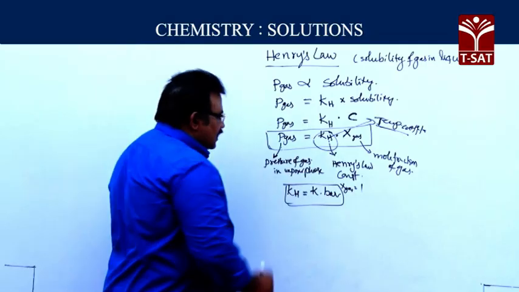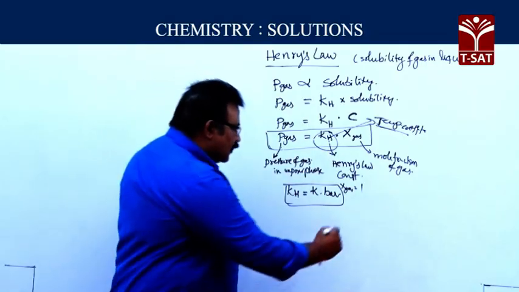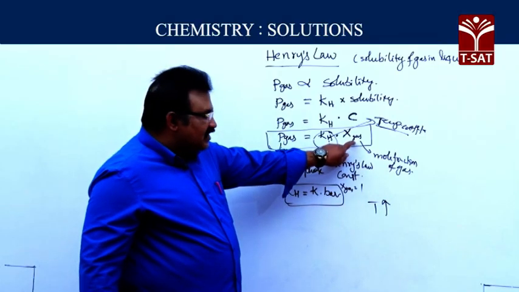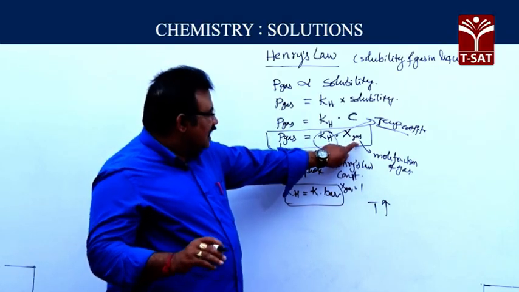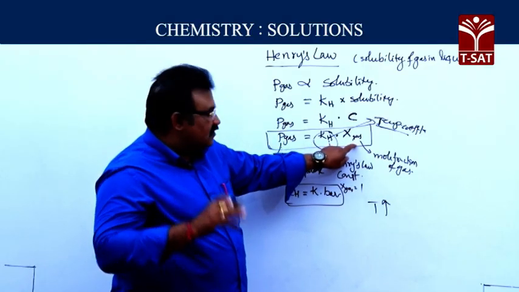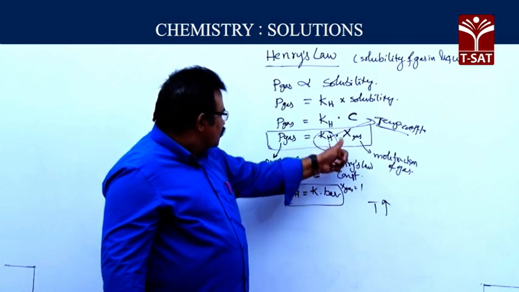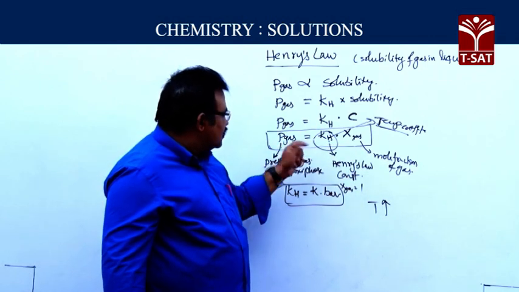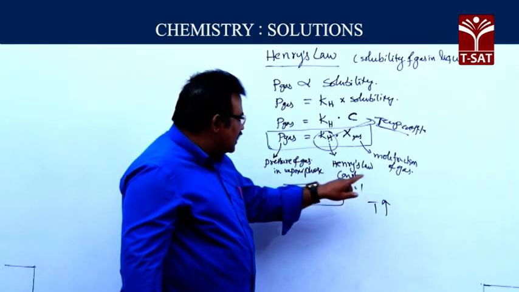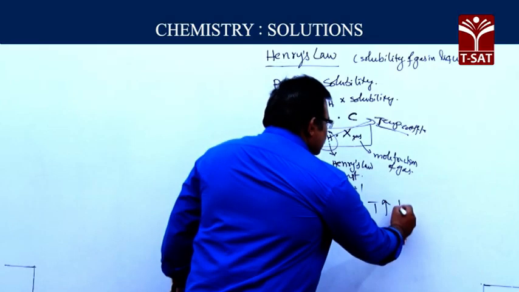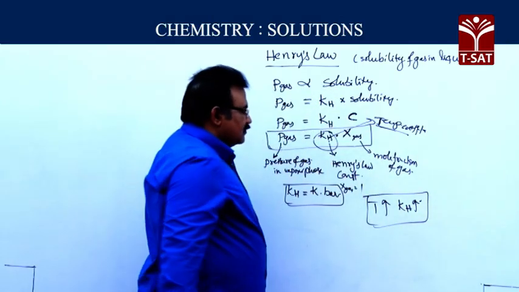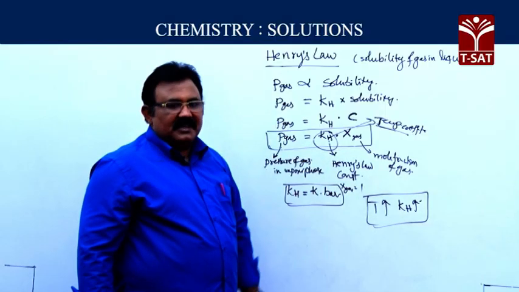Since it is temperature dependent, when temperature is raised, the gas which is present in the liquid escapes out. So, X gas value decreases. To equalize this, the KH value increases. So, as temperature increases, the KH value also increases. That is why it is temperature dependent.